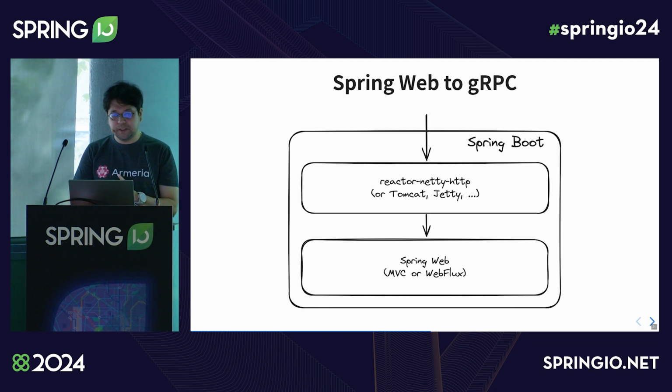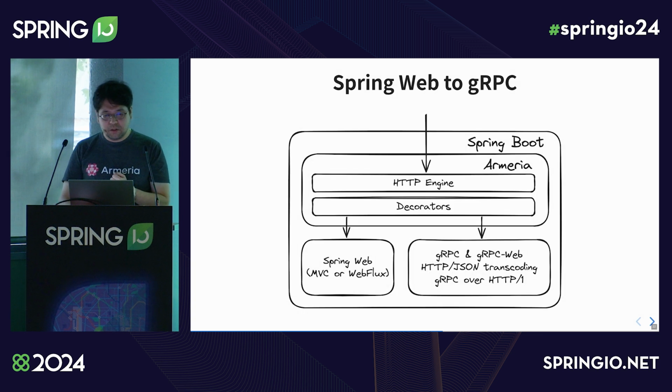Typically, your app is a Spring Boot app, and you use Reactor Netty or Tomcat, depending on whether you're using the reactive stack or not. Now, let's say you decided to go with gRPC for internal communication for more efficiency and type safety. Because Armeria can replace Reactor Netty and Tomcat, you keep your Spring Web service and then add a new gRPC service alongside. Armeria will handle and route all the traffic accordingly.